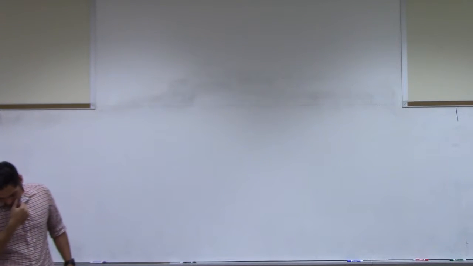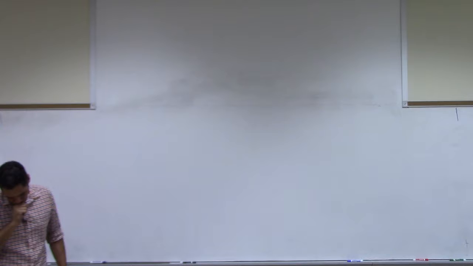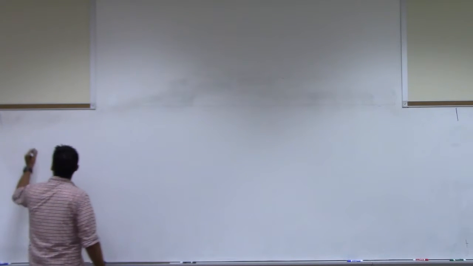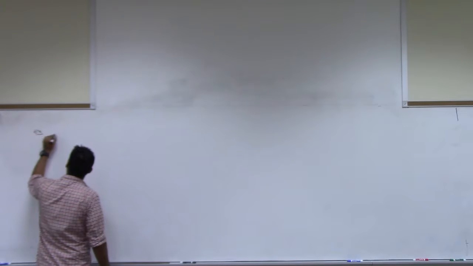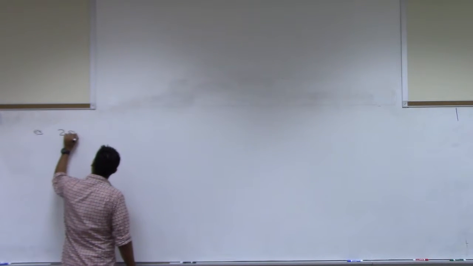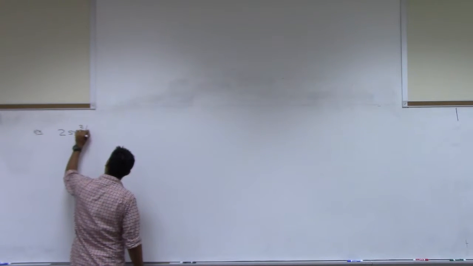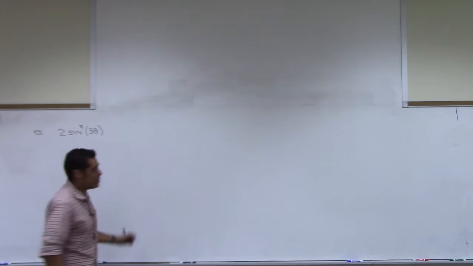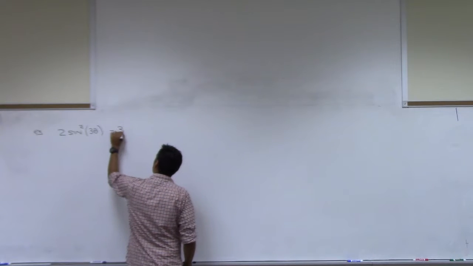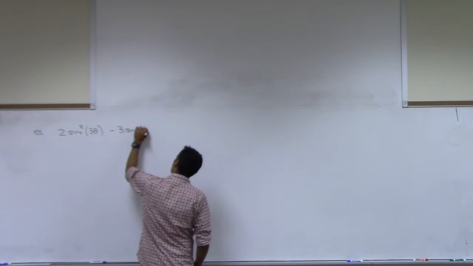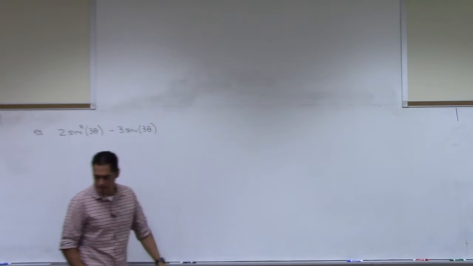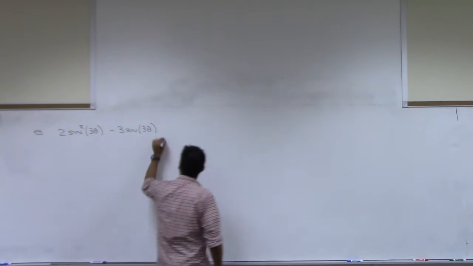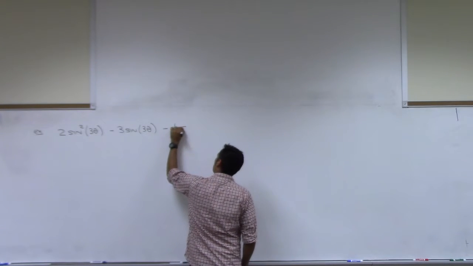All right, let's do this one. 2 sine squared 3 theta minus 3 sine 3 theta, plus 1, let's make it minus 1, equals 0.